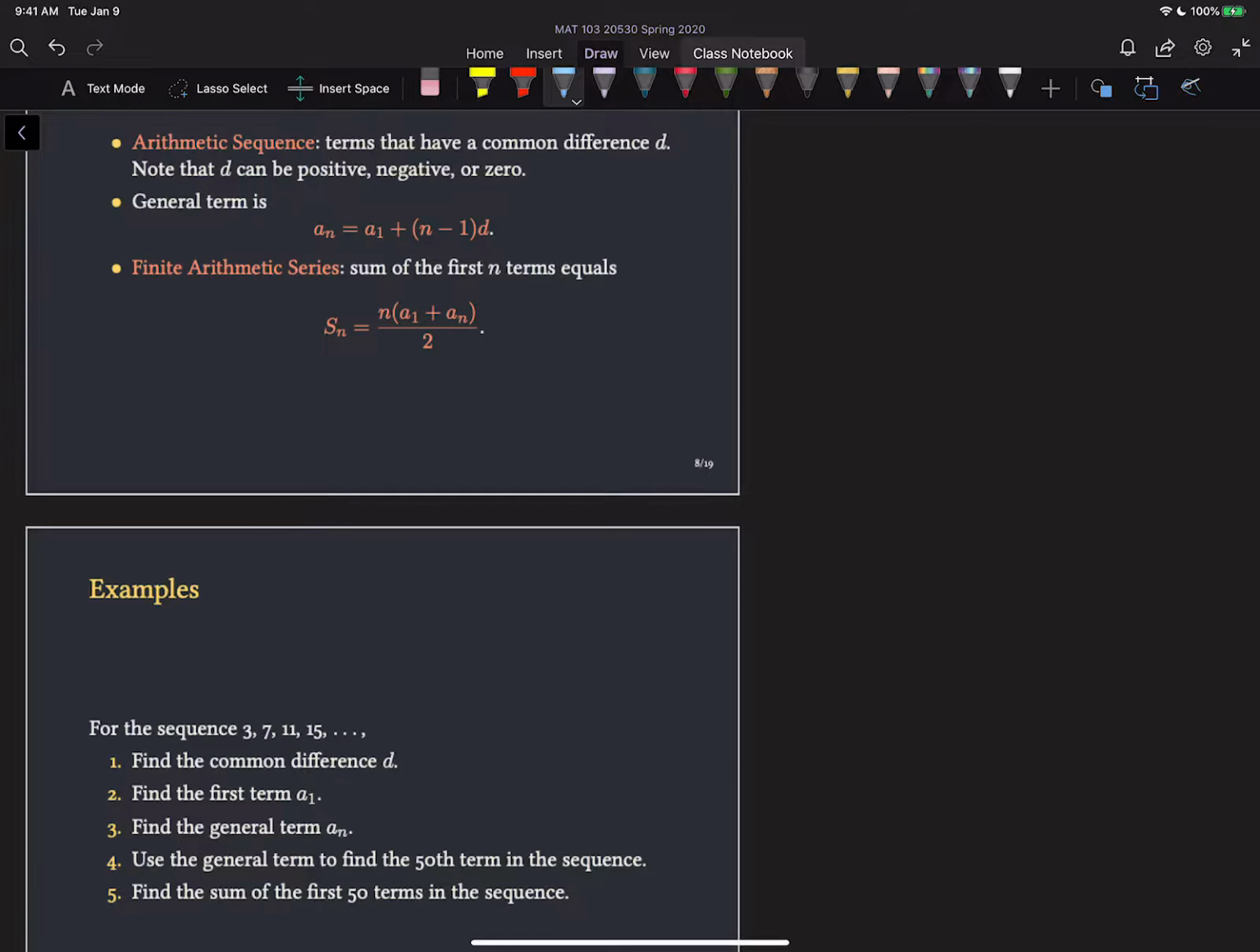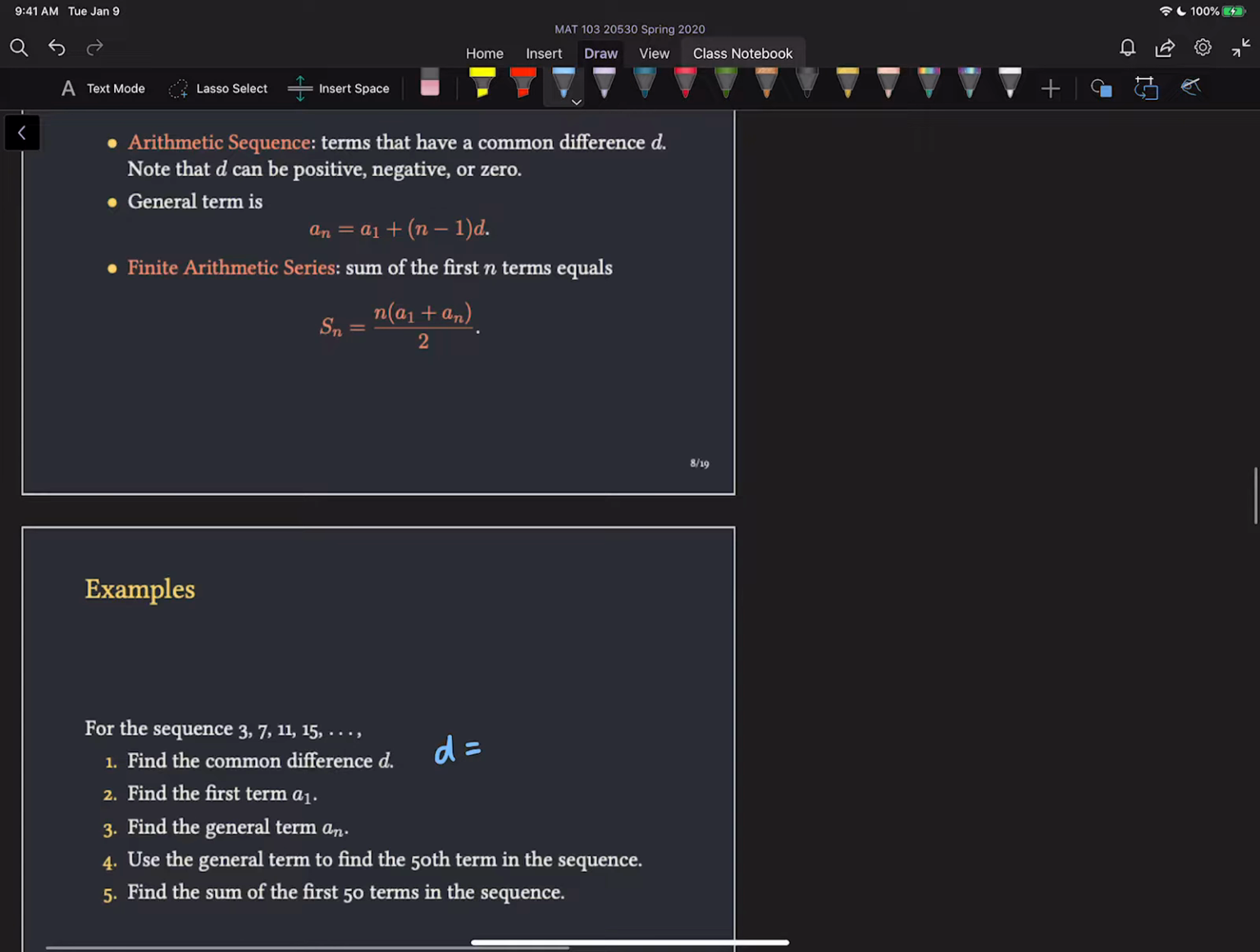Apparently over here we have a common difference of 4, because 7 minus 3 is 4. Number 2, find the first term a1. This one should be super easy. The first term is 3 because that's the first term in the sequence.